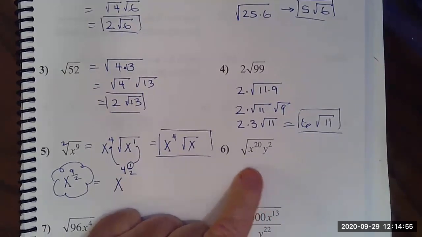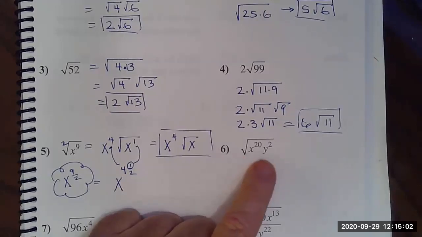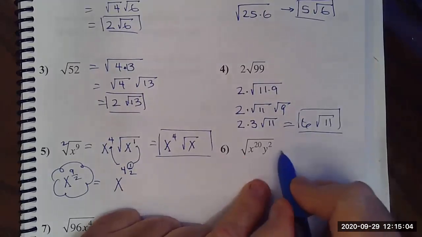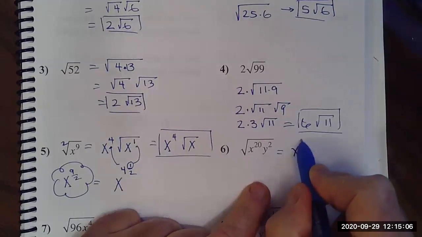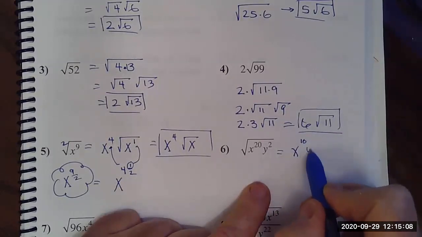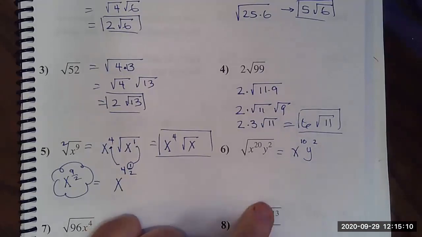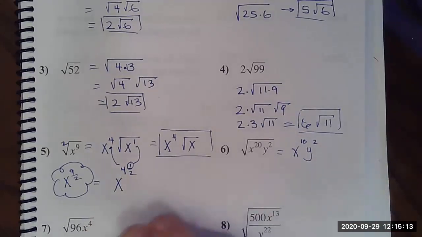Okay, this one. Same thing, the index is 2. So 20 divided by 2, nice. That's a 10, no leftovers. 2 divided by 2, looks like you're going to get x to the 10th and y to the 2nd. And no leftovers, so there's no extra radical hanging out.